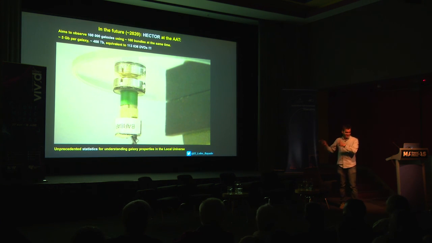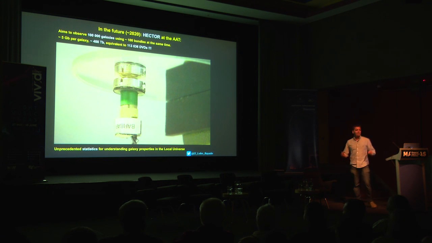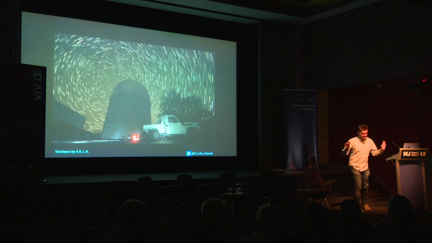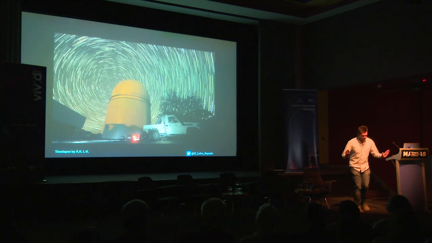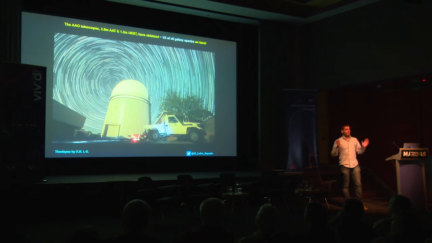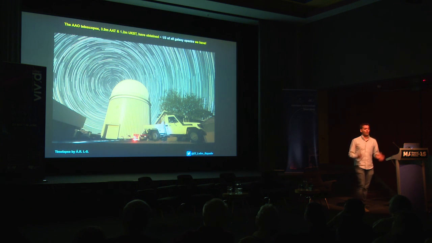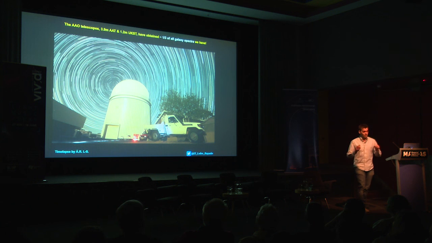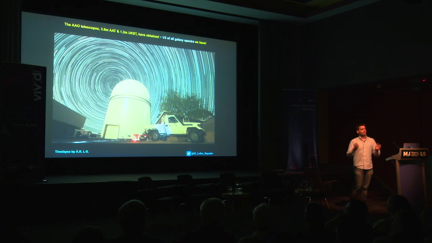We go directly into the Star Wars, I mean, into the galaxies. We will get unprecedented statistics for understanding the galaxy properties in the local universe. And let me give you this last number to finish. The AAO telescopes have provided one third of all the redshifts of galaxies that humanity has right now. And that has been thanks to the technology and to the astronomers that we have at the Australian Astronomical Observatory.